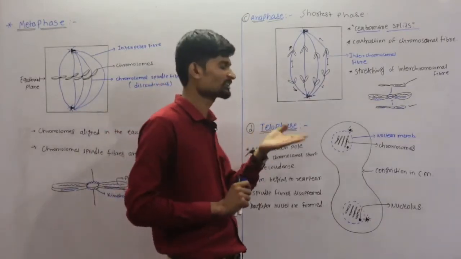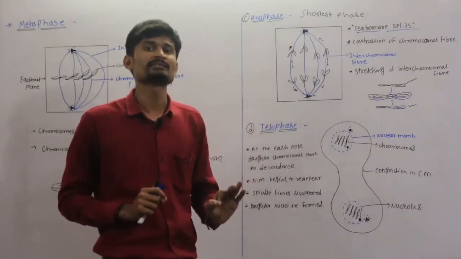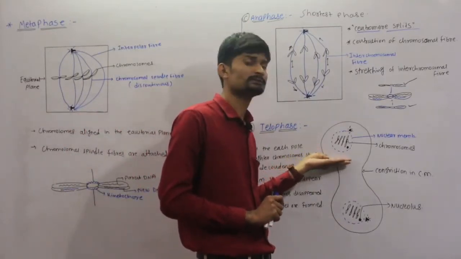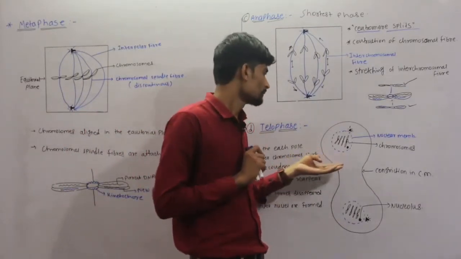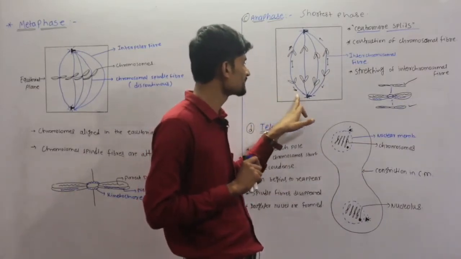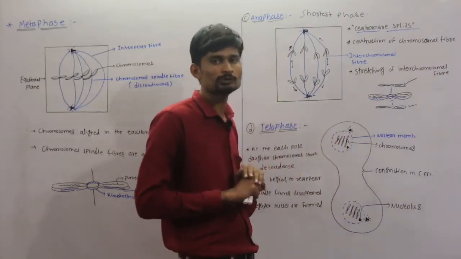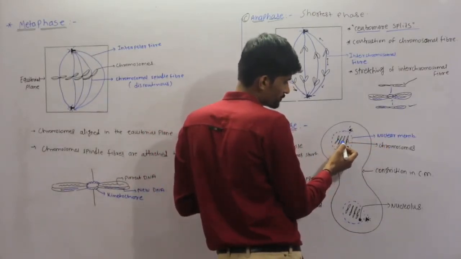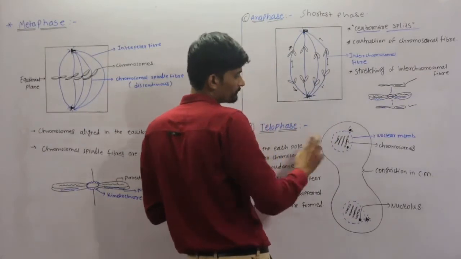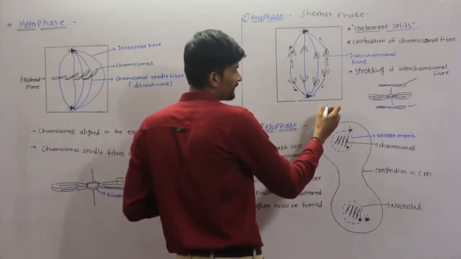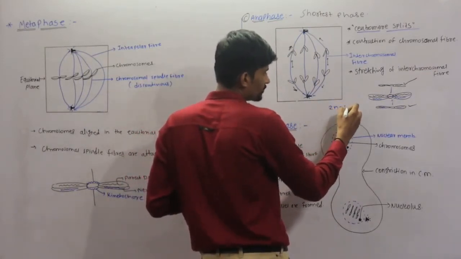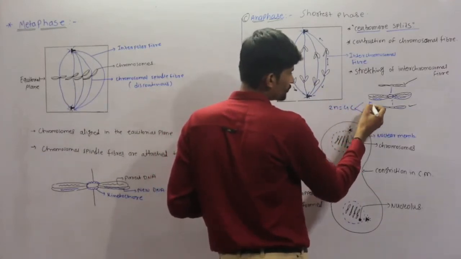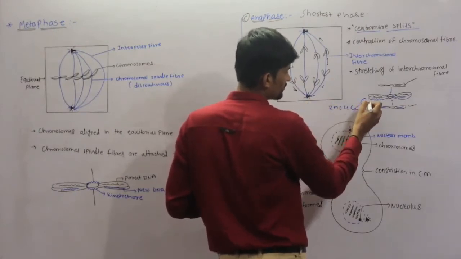Now the last phase in karyokinesis is the telophase. Now what happens in the telophase? The chromosomes have finally reached the opposite poles. So here are four chromosomes: 1, 2, 3, 4. How will it become four? We have taken 2n equal to 4, and now two cells are formed from a single cell.